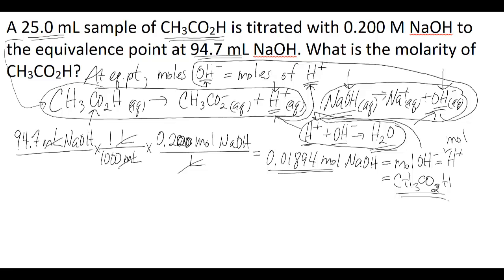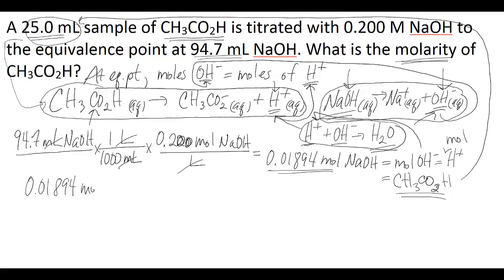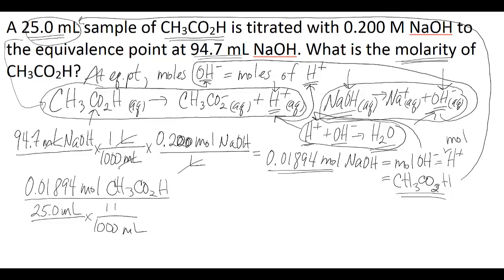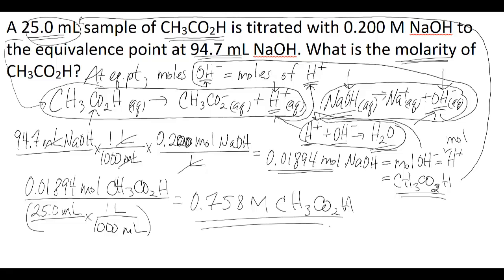If you know the moles of acetic acid, and if you look way back up here and realize that you also know the initial volume of the acetic acid, all you have to do is divide the moles by the volume, and that will give you the molarity of your acetic acid, which is what you're trying to solve for. So all you have to do is take that 0.01894 moles of acetic acid and divide it by the volume. So the volume in this case is in milliliters, so you need to convert that to liters. And what you'll get there is 0.758 molar CH3CO2H. That is the molarity of acetic acid.